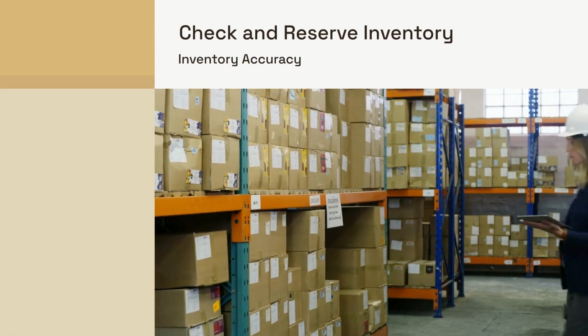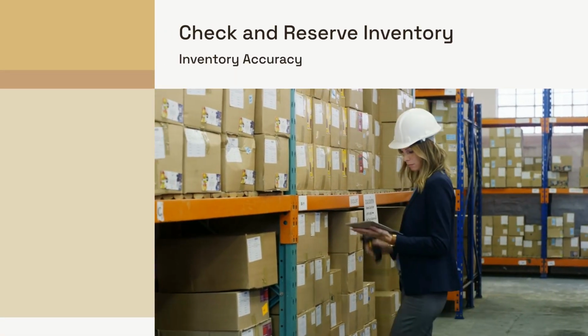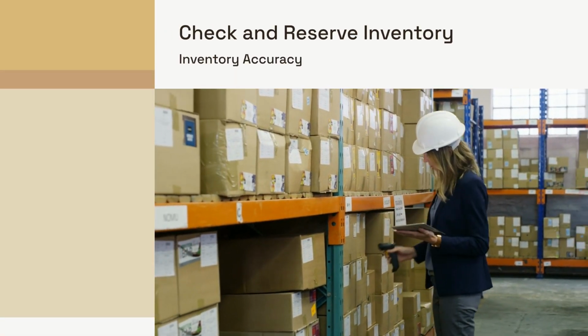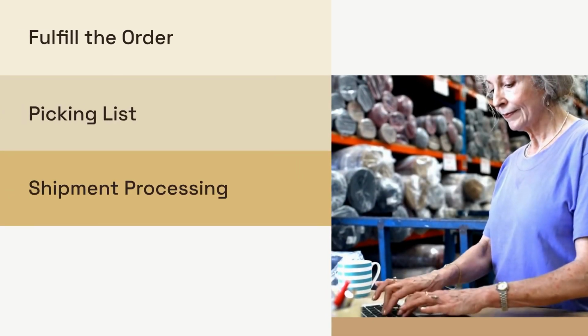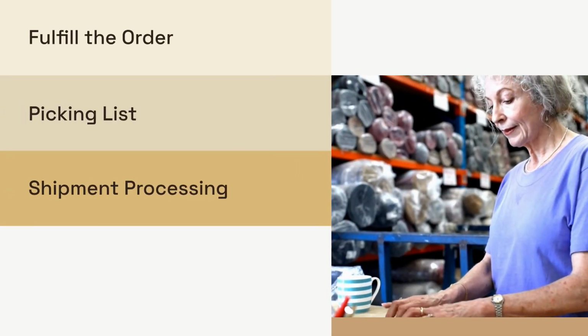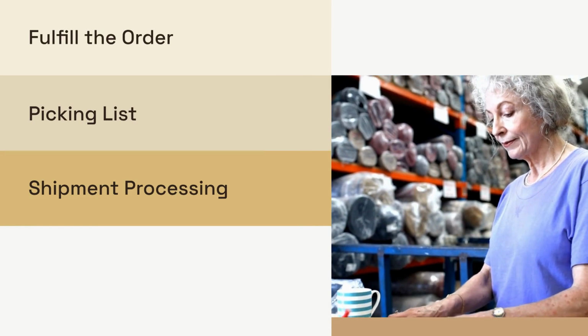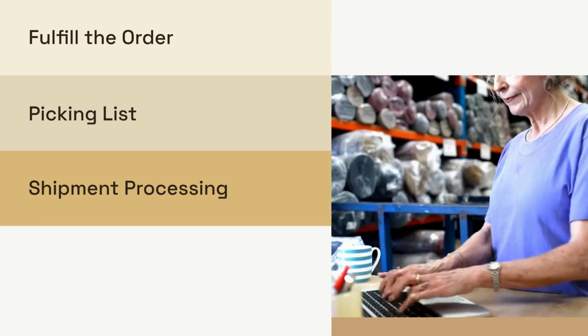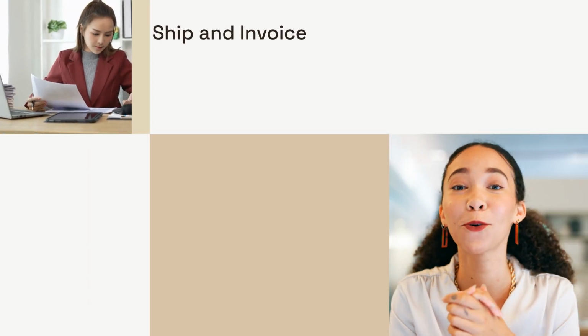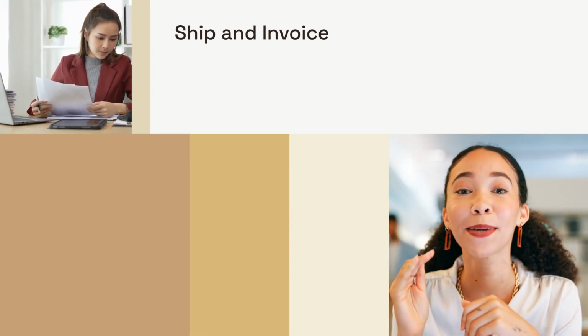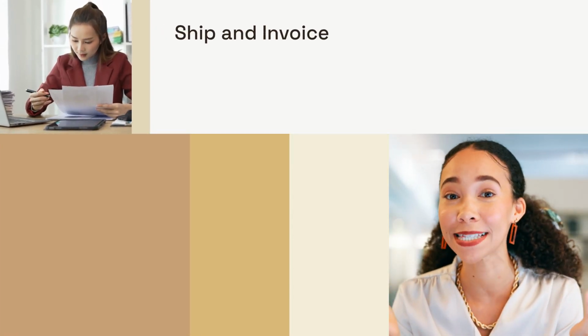Next, Business Central checks stock availability for the ordered products and reserves stock to ensure their availability for the customer. Once the order is confirmed, a picking list is generated for the warehouse team to pick the items. The order is then shipped, and a sales invoice is created. The shipping process is initiated, and a sales invoice is generated to document the transaction.